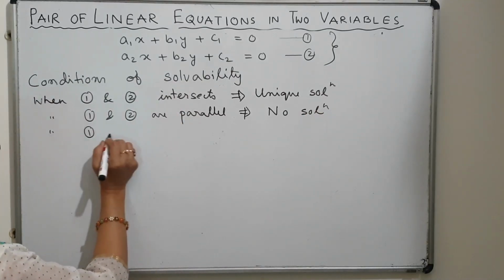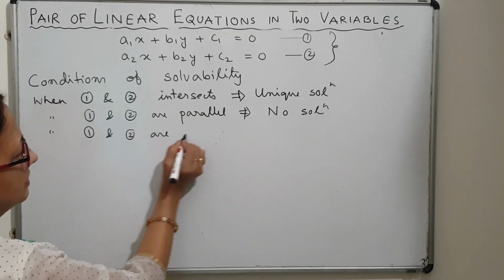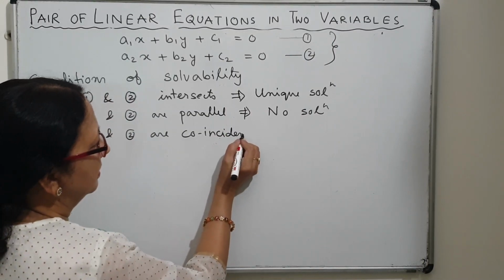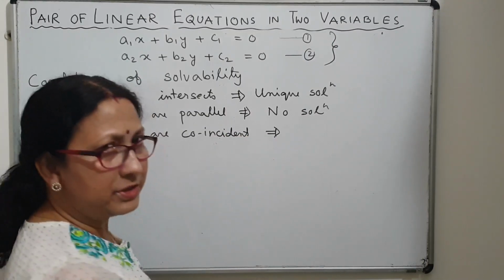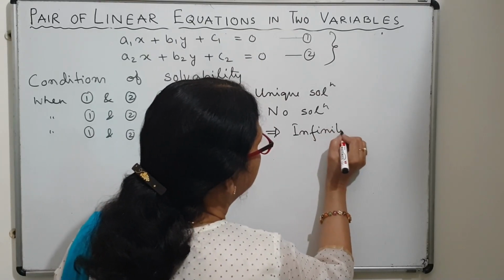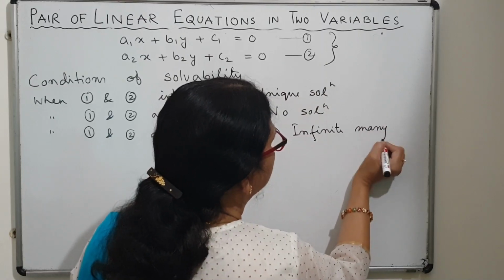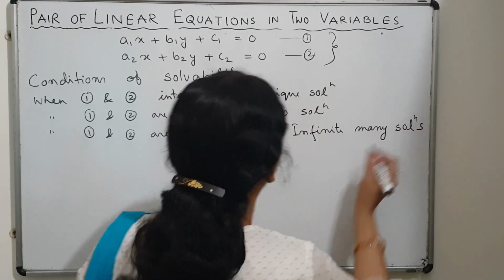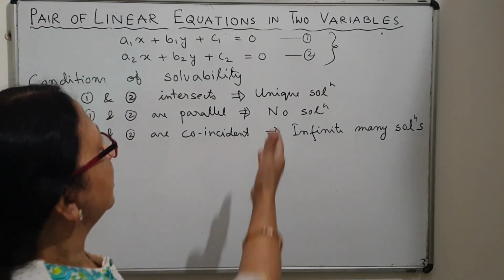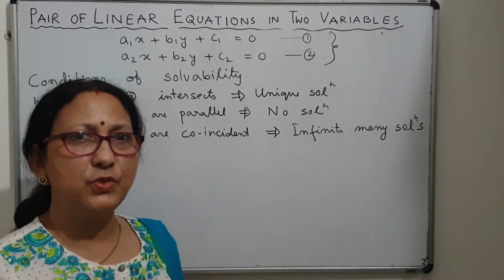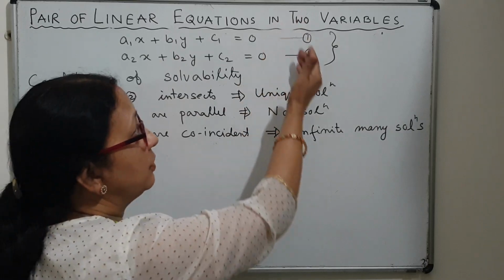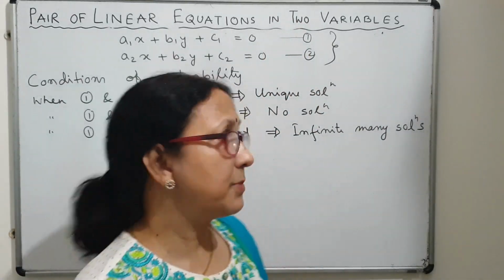And when they are coincident, that is they superimpose on each other, all the points are solutions, so there will be infinitely many solutions. Okay. So when the pair of linear equations has a solution, then we say that this system of equations, or the pair of linear equations, is consistent, meaning they have a solution.